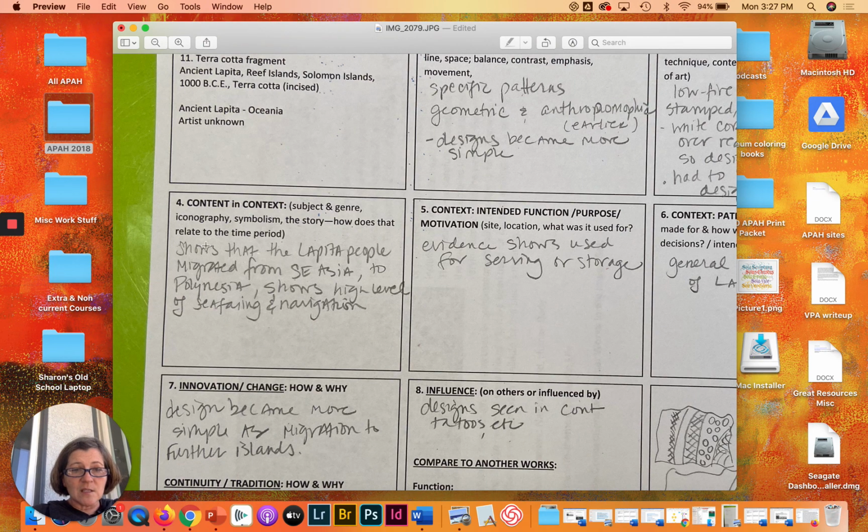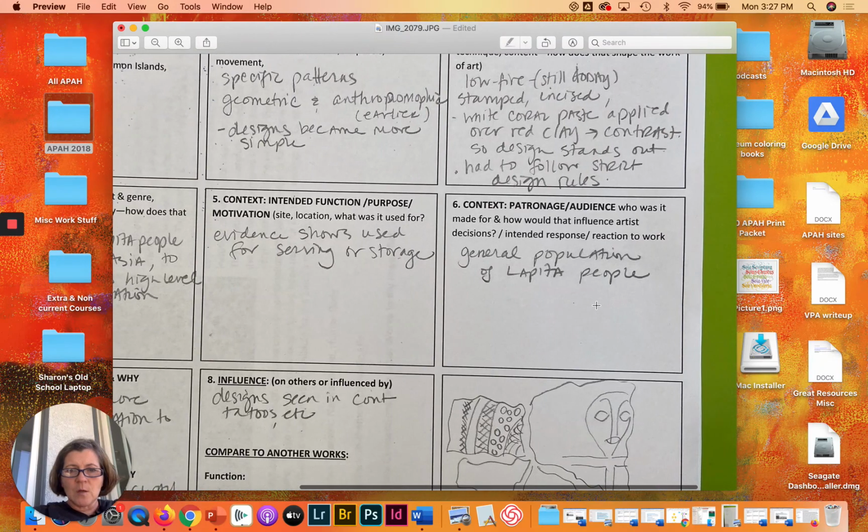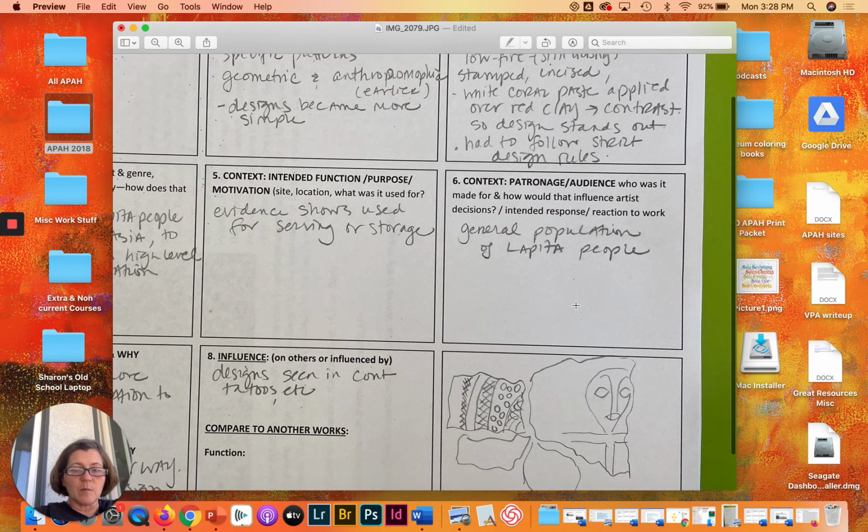So in context, the Lapita people migrated. We talked about that. They had a high level of seafaring navigation. Intended function: evidence shows it was used for serving or storage. Who was it made for? And how would that influence artistic decisions? We don't have a whole lot, so the basic assumption is this is for the general population of the Lapita people. Okay.